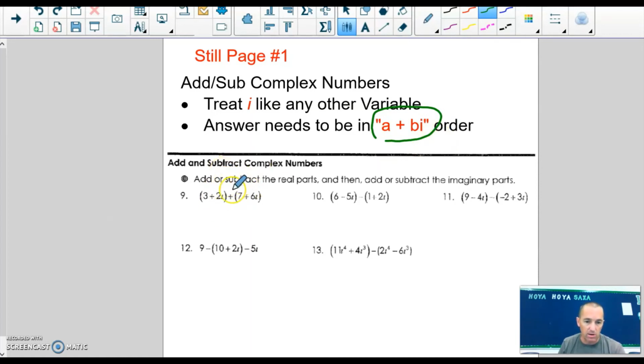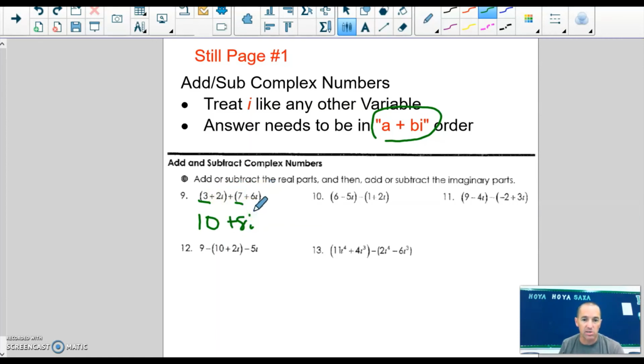When we get down here to the two complex numbers that are going to be added together, we find the real parts, 3 and 7, and add them together. Pretty simple. That's going to be 10. 2i plus 6i is going to be 8i, and that's it.